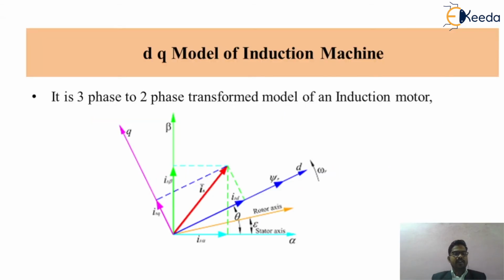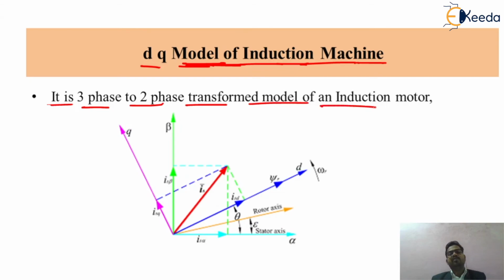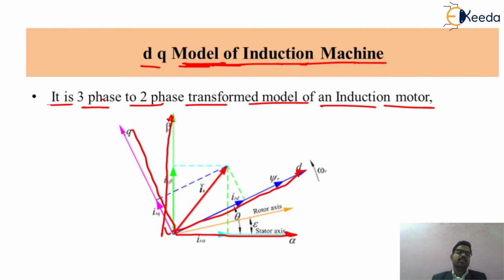Now we want to get a detailed understanding of this terminology by means of the phasor representation. This will be the DQ model of your induction motor. The DQ model is represented by the direct axis current and quadrature axis current. It is a 3-phase to 2-phase transform model of your induction motor. This will be the alpha axis that we already know, and this will be the beta axis. These are the stationary frame. Now we want to convert to the direct axis, and this will be the quadrature axis.